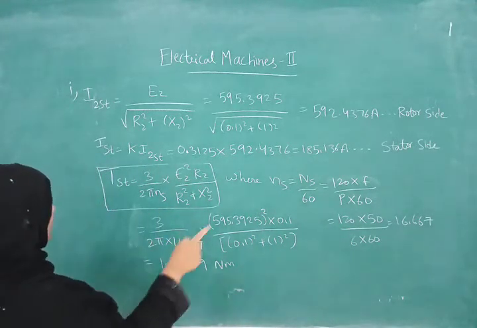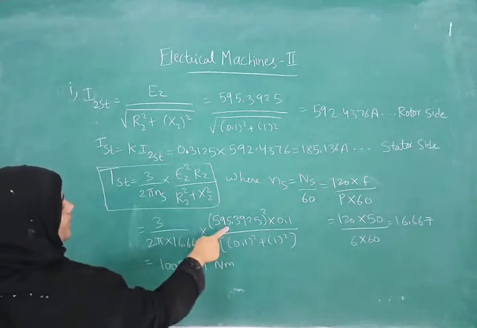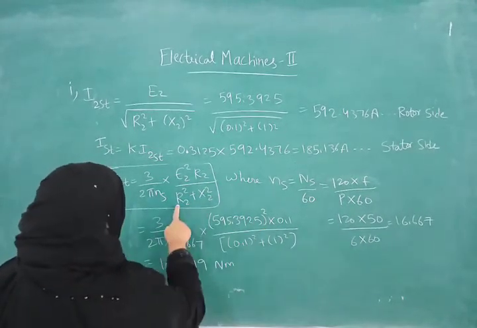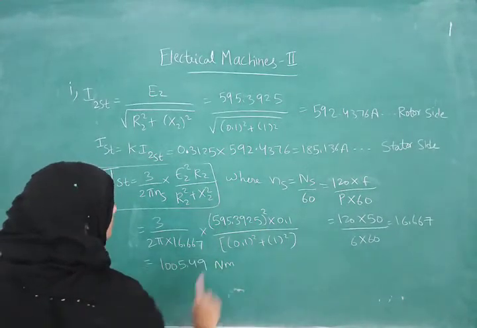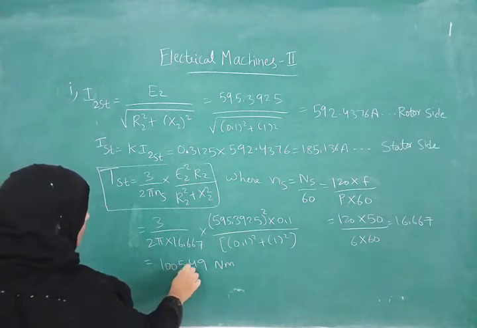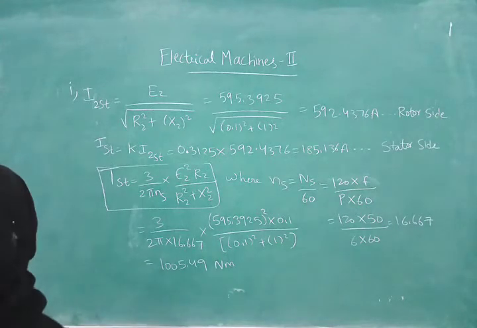Substituted that ns value as 16.667 into E2 square, E2 value is 595.39 square, into R2 is 0.1, divided by R2 square plus X2 square, R2 0.1, X2 is 1. So starting torque, how much are we getting? 1005.49 Newton meter. Newton meter is the unit of the torque.